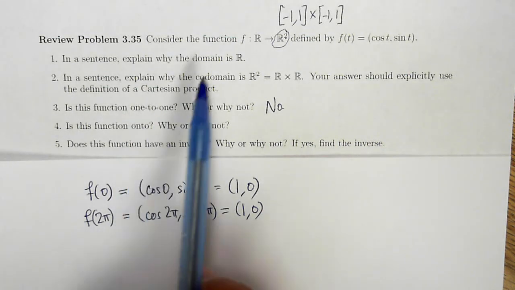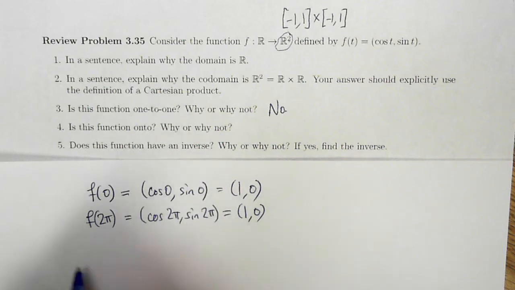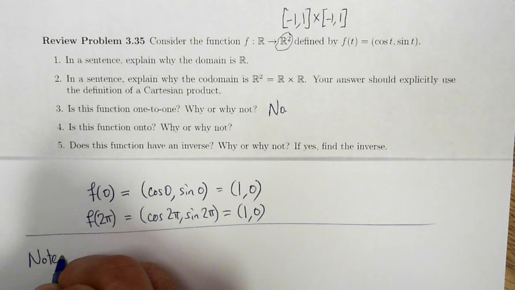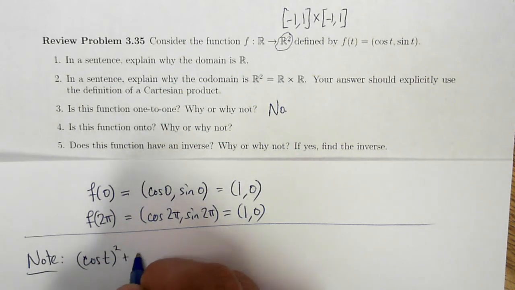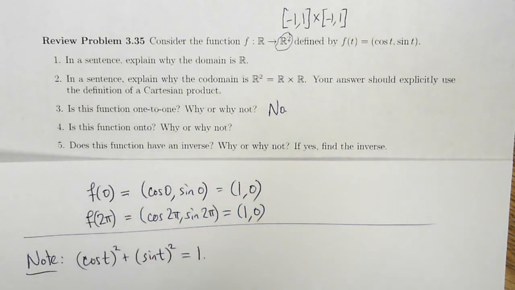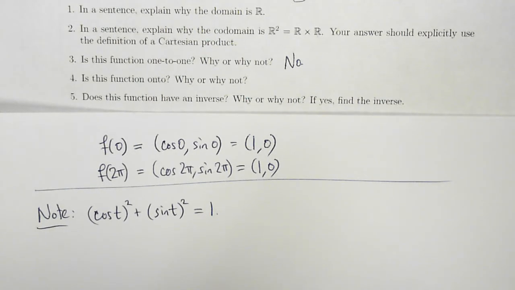Is the function onto? And for onto, we'll use the original definition of R², I mean. It is not onto because, note, if you take cosine of t squared plus sine of t squared, by the Pythagorean identity from pre-calculus, that must be equal to 1. So all I need to do is find some point where the first number squared plus the second number squared is not equal to 1.